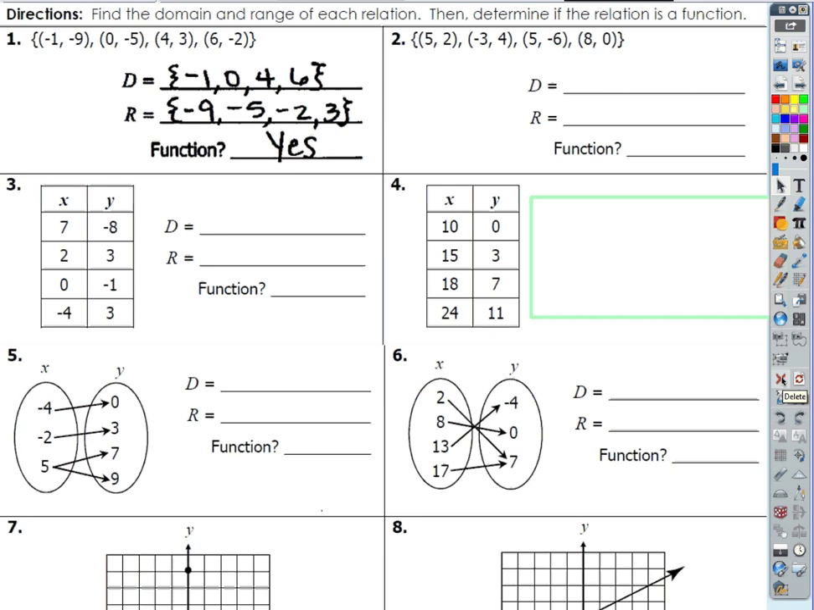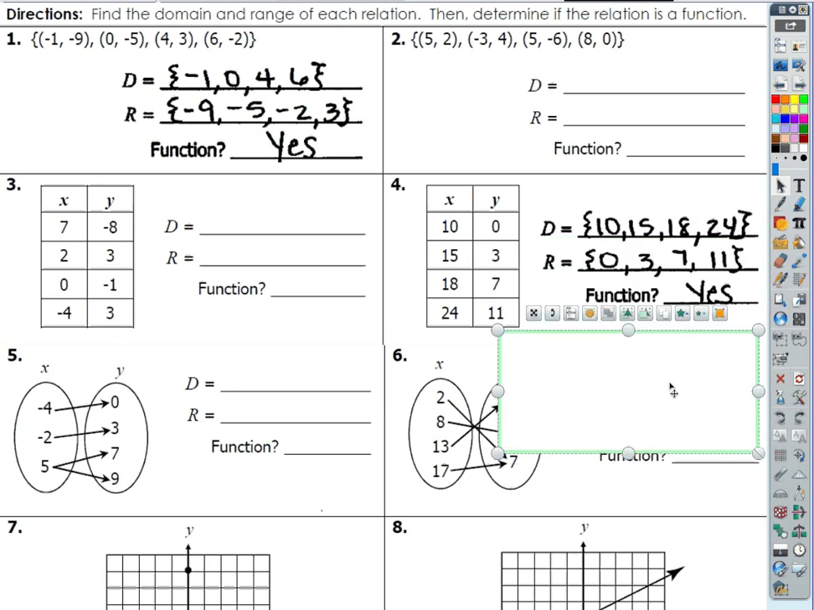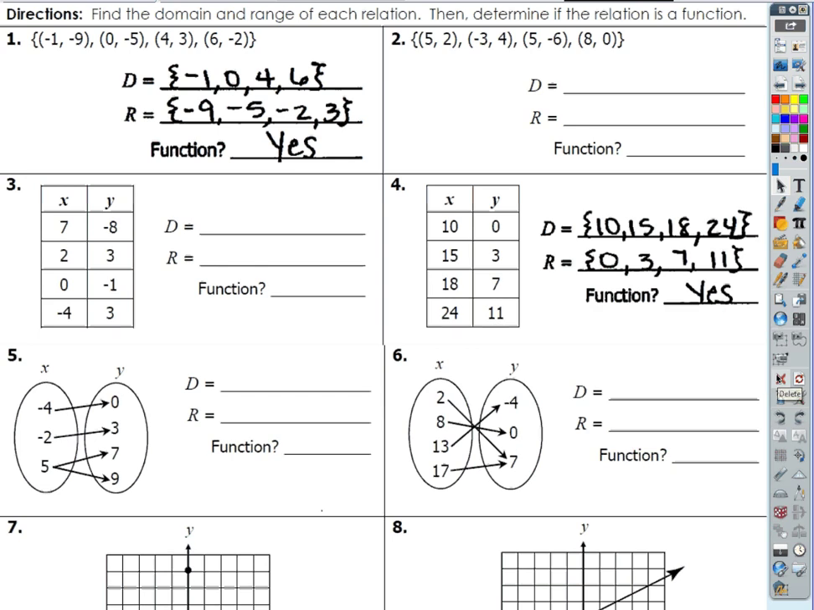Okay. How about, we don't have to do all these. How about this one right here? Yeah, it's a function. That's a function, isn't it? Okay. How about this guy up here? No. What's the domain? No, because 5 repeats. So I got -3, 5, 8, and the range?